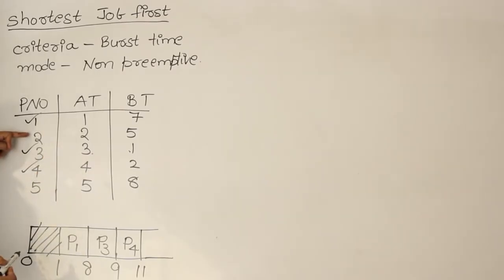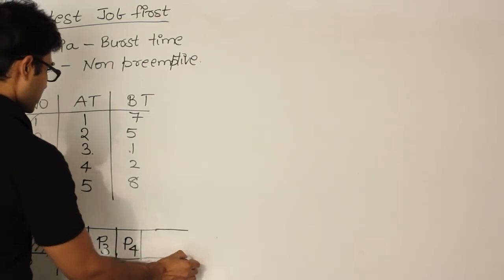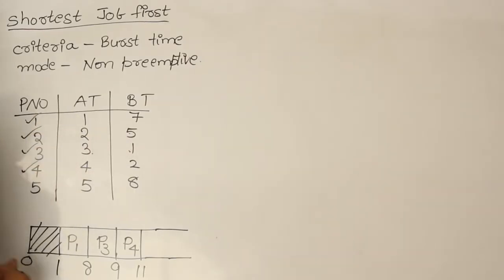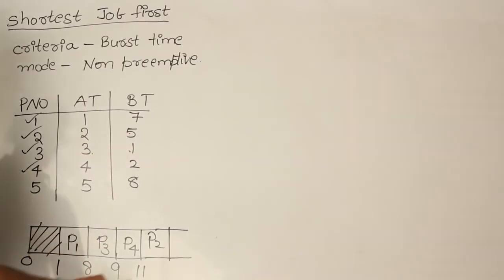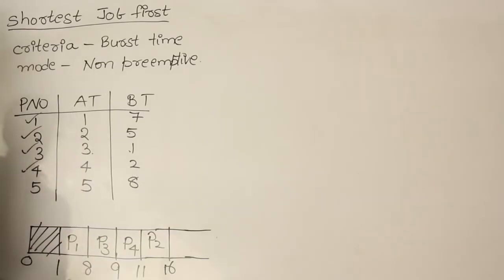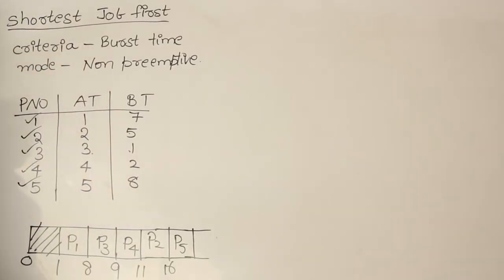And now P1, P3 and P4 are over. I have P2 and P5, with burst times 5 and 8. Between these two, which one has the least burst time? The least burst time is P2. Therefore I am going to take P2, whose burst time is 5, so 11 plus 5 is 16. Obviously only one is remaining, and it is already available at 16, right? P5, which is 8. Got it? So 16 plus 8 is how much? 24.